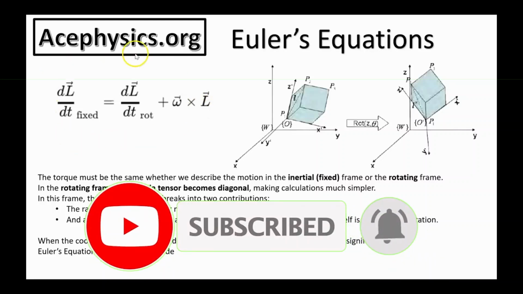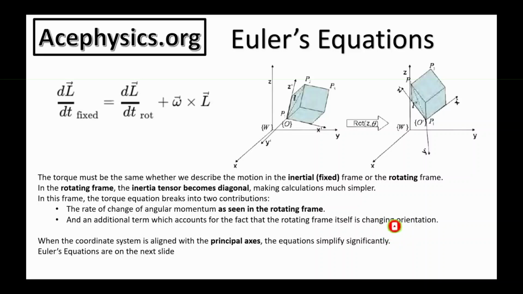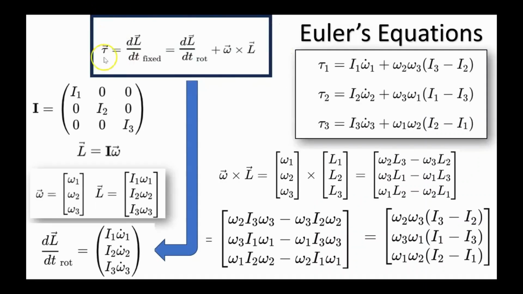This is a pivotal equation, but also a confusing one. It's the kind you need to sit with, think through, and explain to yourself. Real understanding often comes only when you work it out on your own. Starting with this equation, we're going to derive Euler's equations. We're going to be working in the rotating reference frame, because in that frame, the moment of inertia tensor is diagonal.